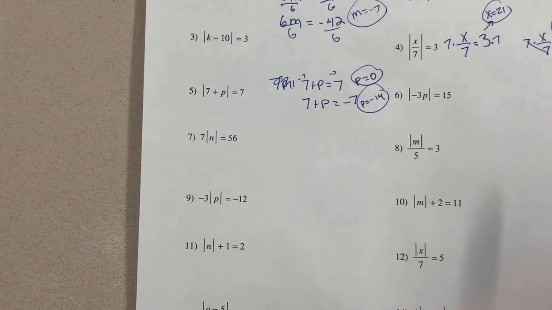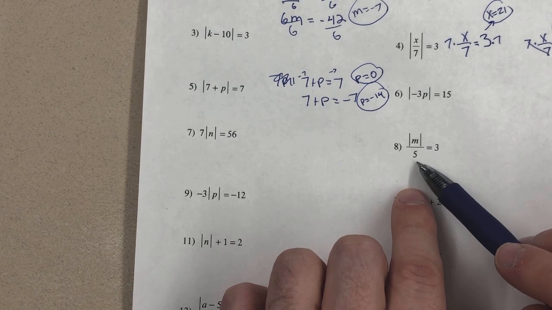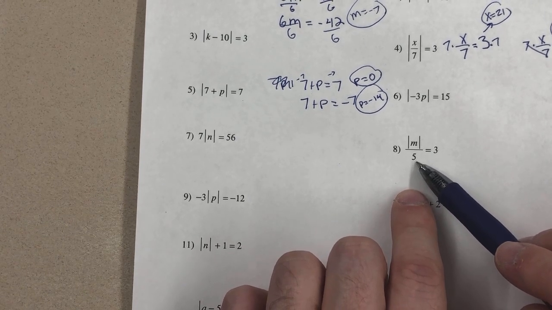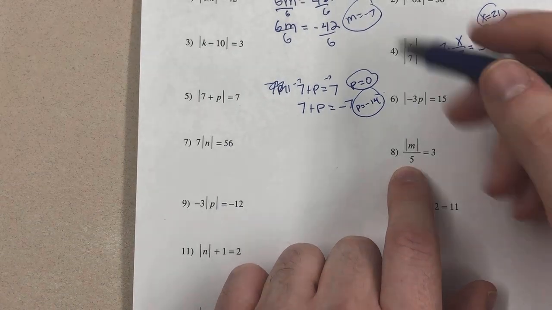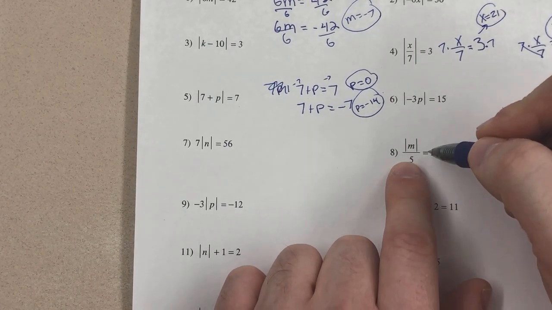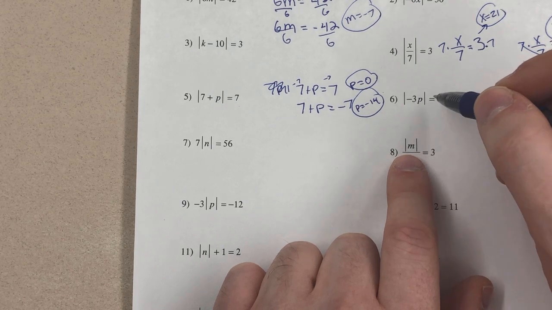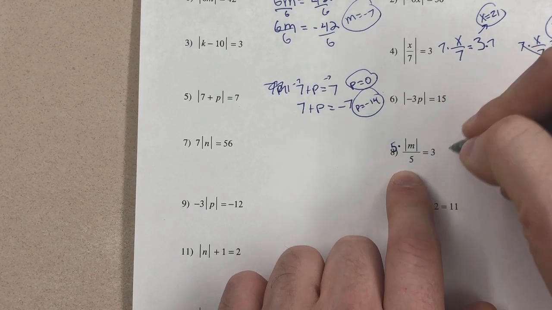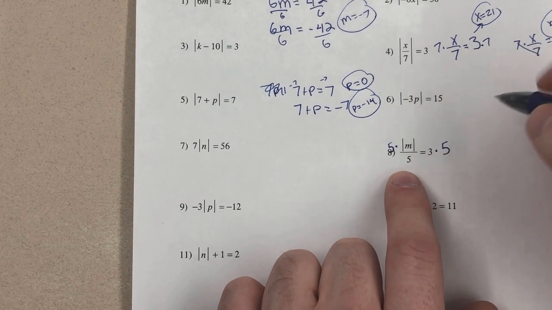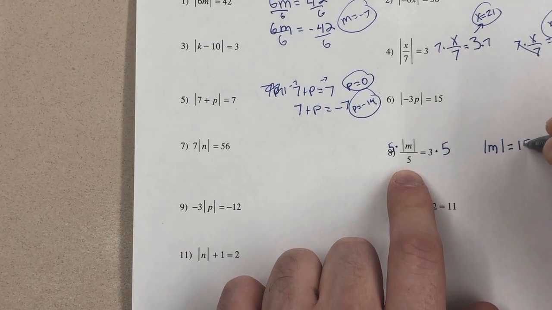Let's look at an example where the bars aren't alone. So let's take a look at number 8. In 8, we're dividing here by 5. So remember, the bars are not alone. Like here, there's nothing in front of the bars or under the bars, but here there's something after the bars. So the first thing we need to do is multiply both sides by 5. That gives us the absolute value of m is equal to 15.